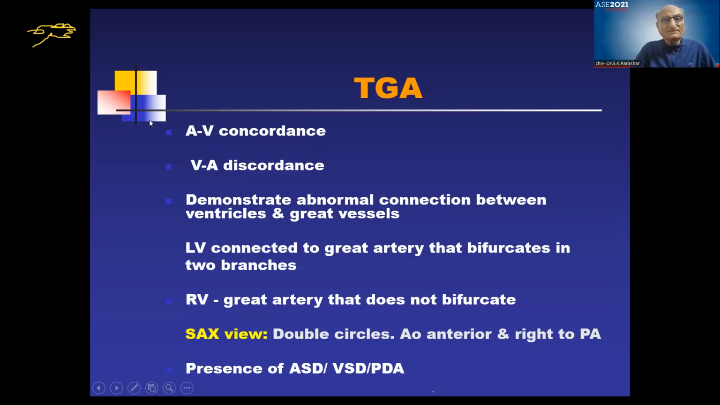So there is an atrioventricular concordance, there is a ventriculo-arterial discordance, demonstrating abnormal connection between ventricles and great vessels. LV is connected to the great artery that bifurcates into two branches, that is the pulmonary artery; RV to the great artery that does not bifurcate, that means it is the aorta. In a short X-ray view, although we have not shown you, there is a double circle of the aorta. In a normal view, you can see the aorta and pulmonary artery like a saucer shape, and we must demonstrate the presence of ASD, VSD, PDA. And in these cases, we demonstrate the presence of a VSD.